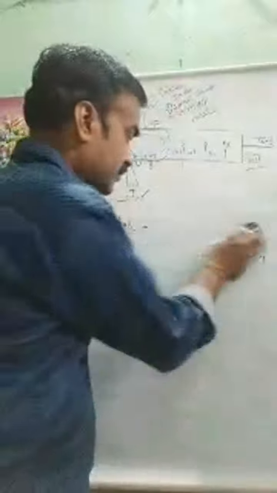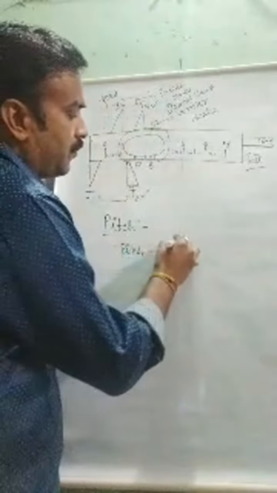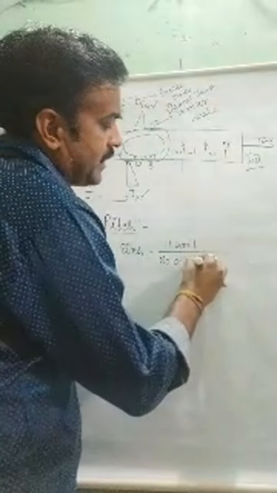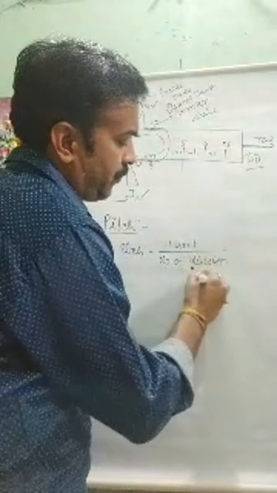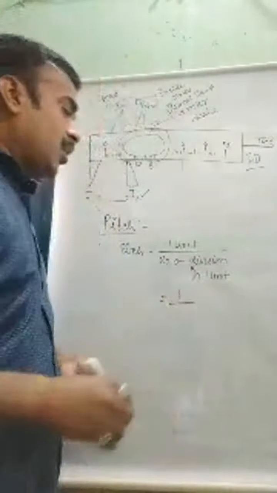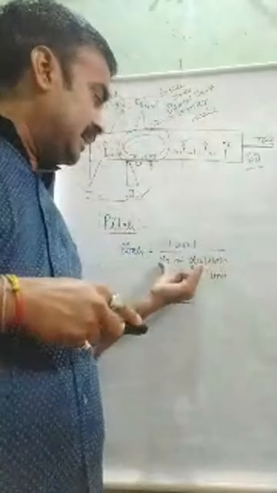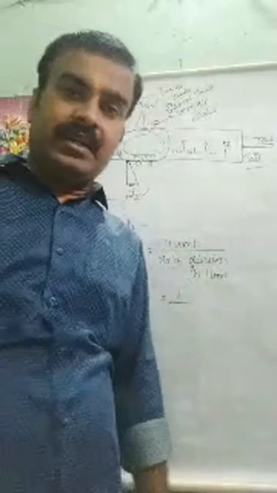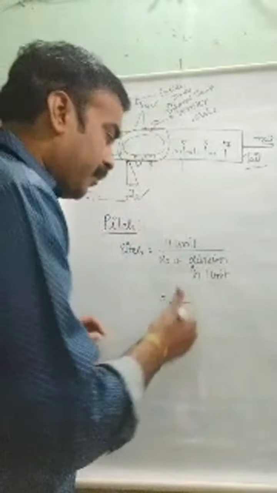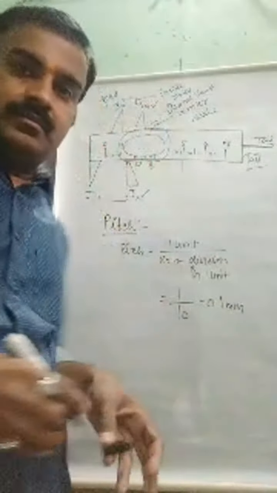Pitch equals 1 unit upon number of divisions in 1 unit. Now I have already explained, in 1 unit there will be 10 divisions. So 1 upon 10, it will be 0.1.